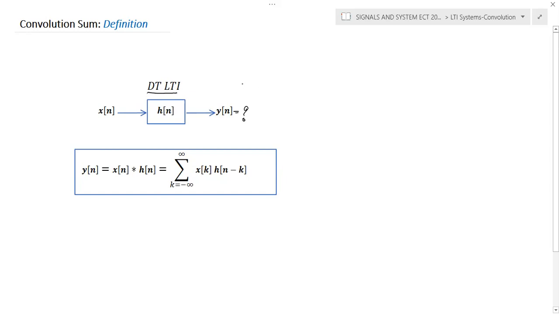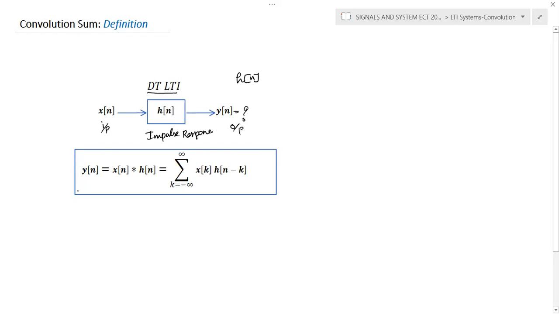And second thing, we require its impulse response h of n. So if you know h of n, and if the system is a discrete time LTI system, we can find the output y of n for any input x of n. So here x of n is the input, h of n is known as the impulse response, and y of n is the output.